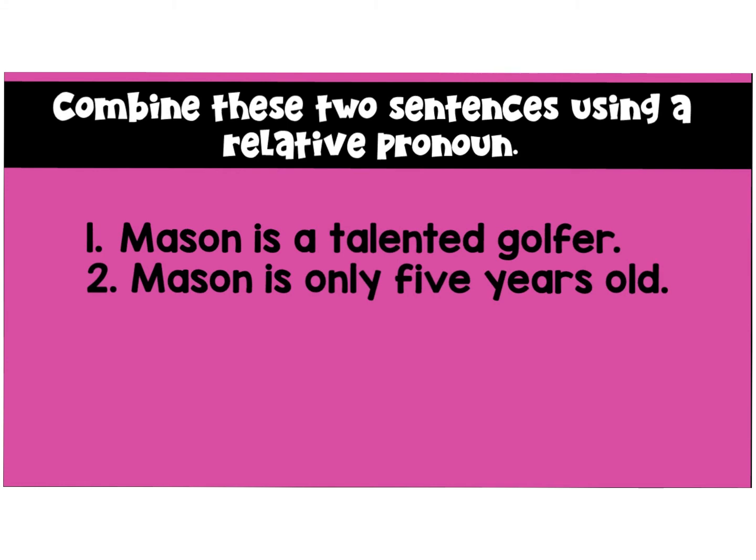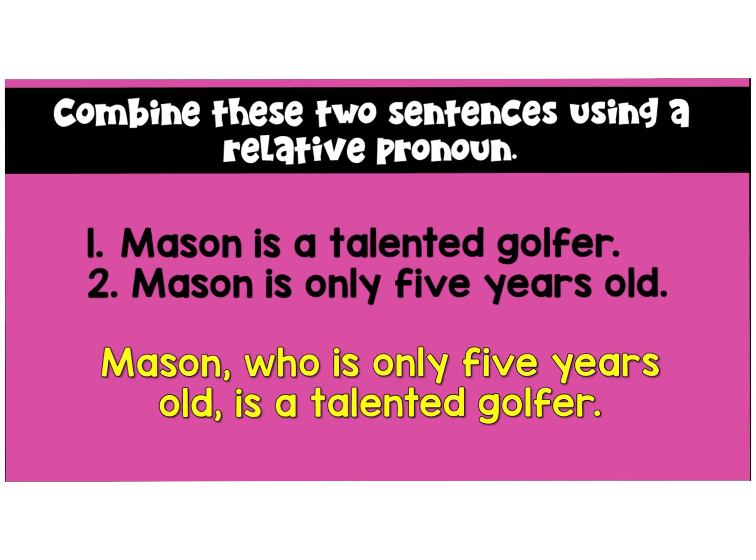Let's try another one. Combine these two sentences using a relative pronoun. Again, we're going to use who, whom, or that. Mason is a talented golfer. Mason is only 5 years old. How could we combine those two sentences using a relative pronoun, who, whom, or that? Very good. We could say Mason, who is only 5 years old, is a talented golfer. Our relative pronoun we used in this sentence would be who. And the adjective clause is who is only 5 years old. And it gives us more information about the noun Mason.